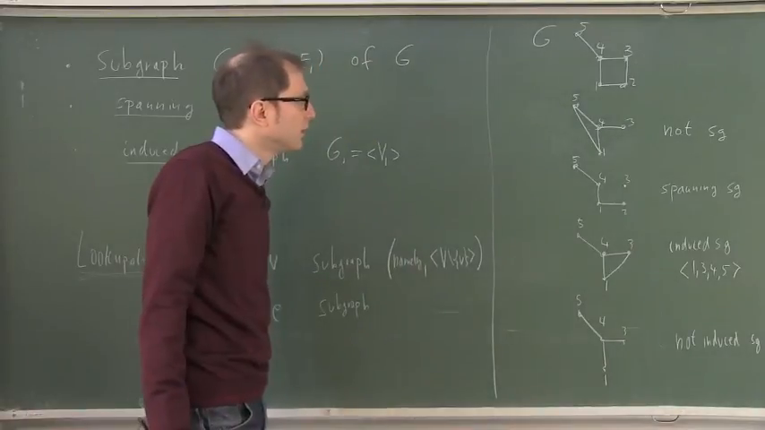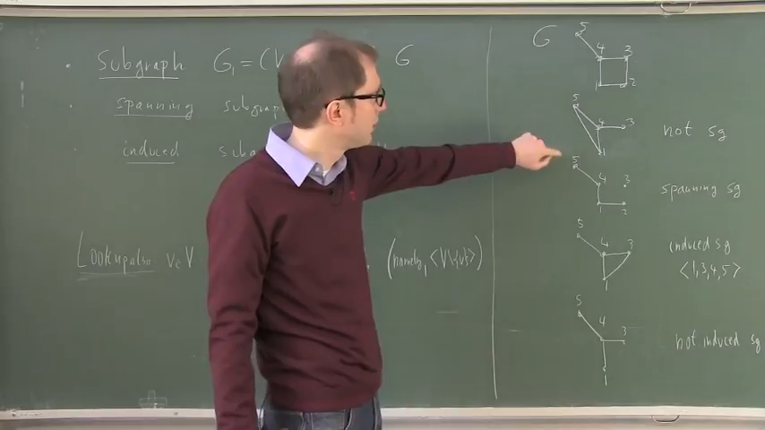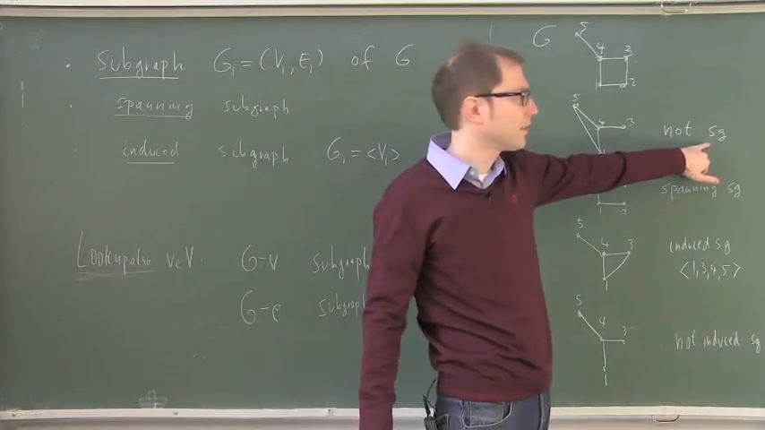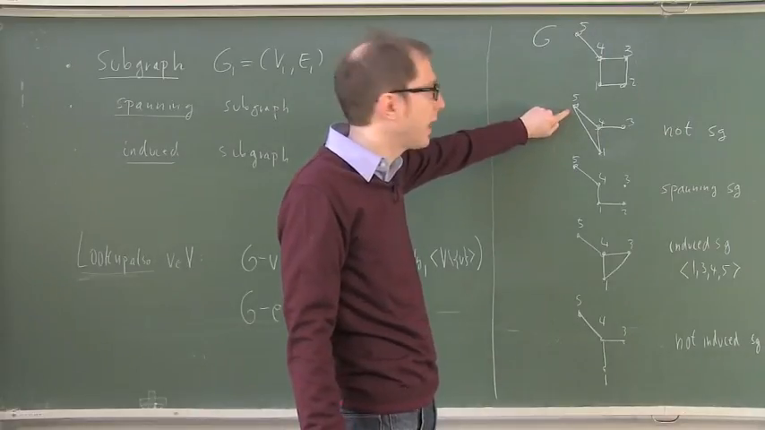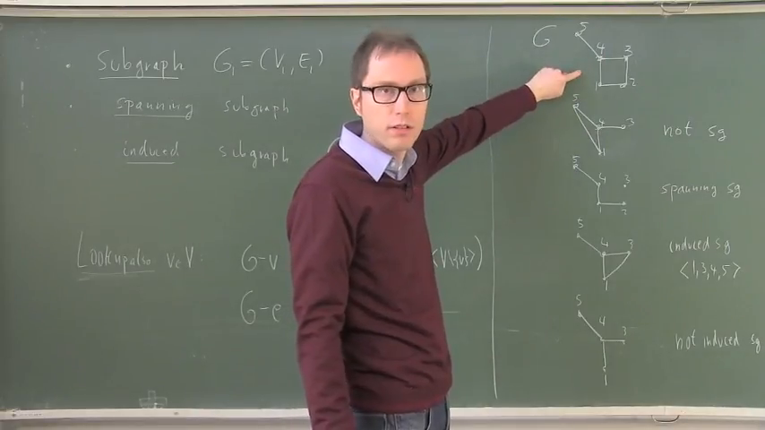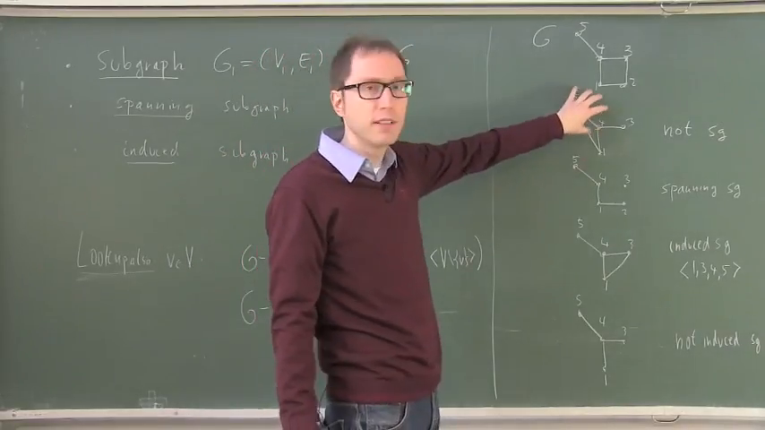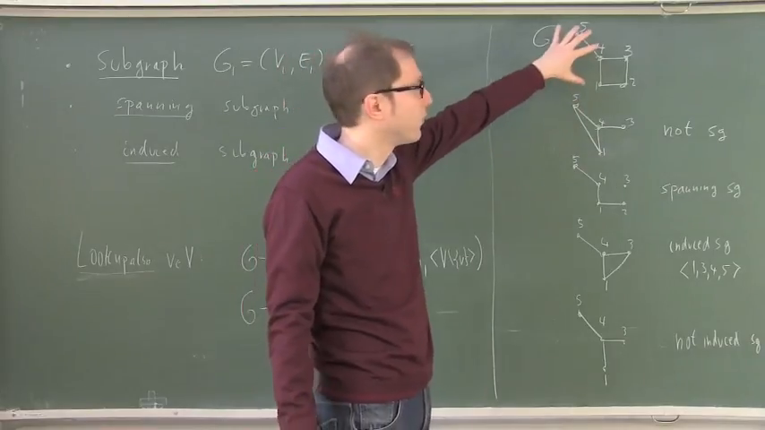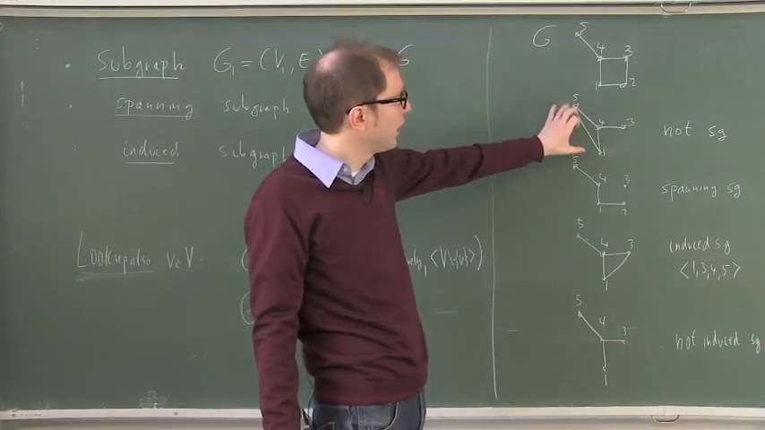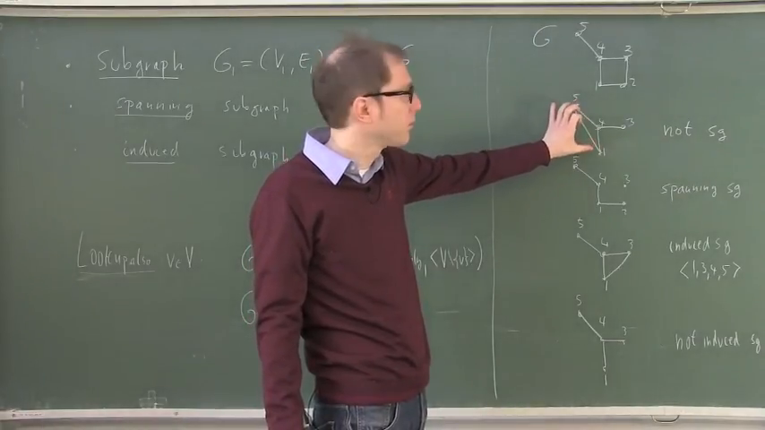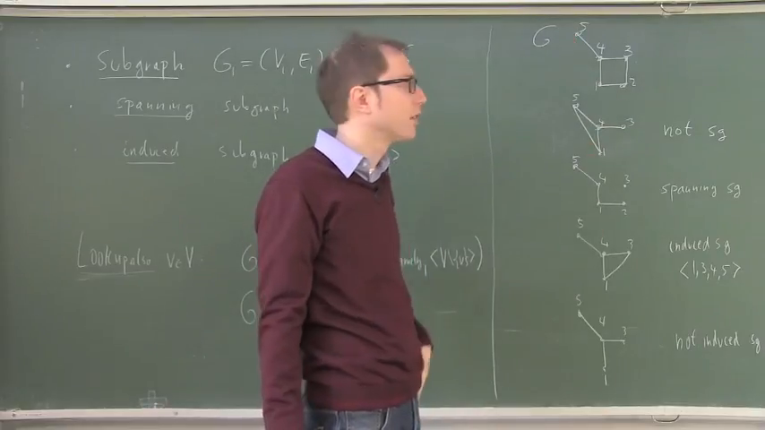And for instance, here's an example of something which is not a subgraph. So I abbreviate this as G. So why is this not a subgraph? Because there's an edge in here which hasn't been here before. So the definition is that the vertices of a subgraph consist of a subset of the vertices of the graph. And if there is an edge in the subgraph, that edge also has to be in the edge set of the graph.